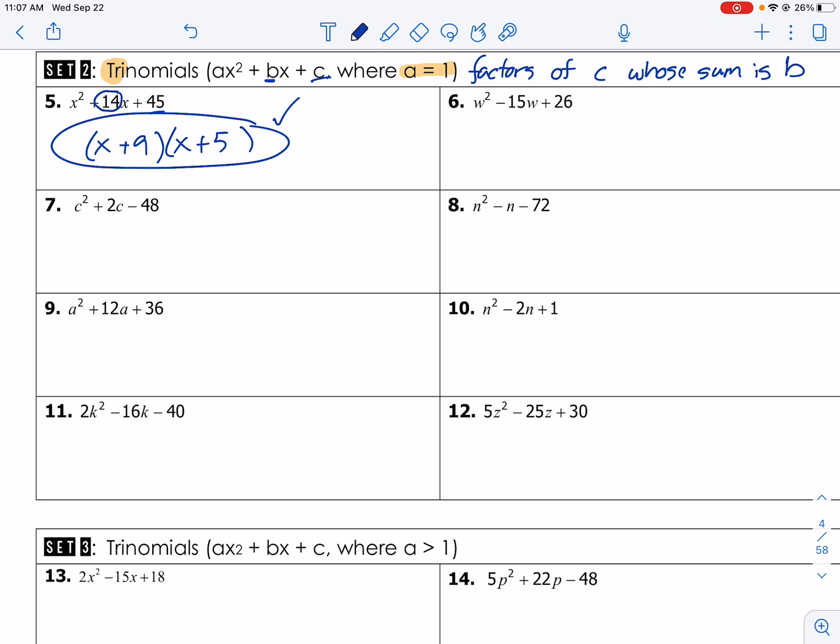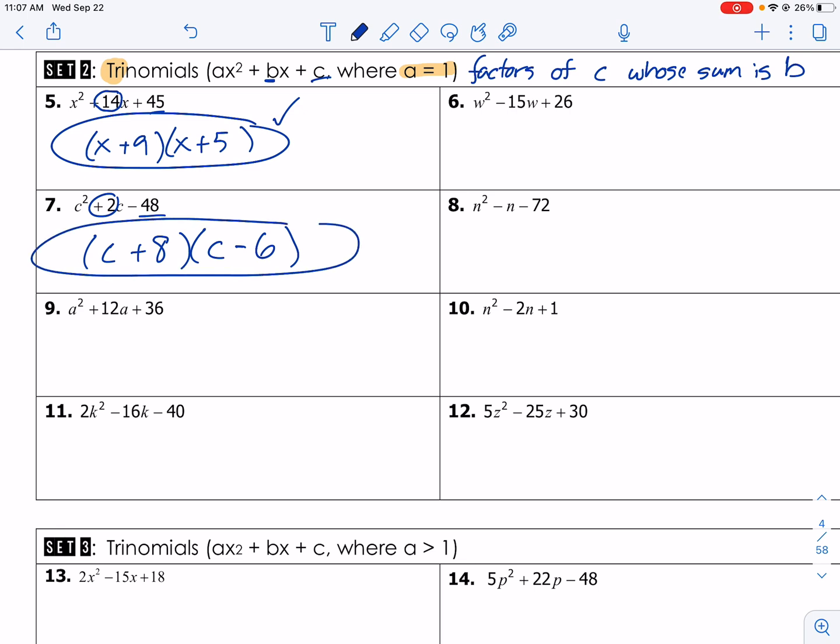Let's do another one. Let's do C. Factors of negative 48 that add to 2. Because you have the last term being negative, one of these needs to be positive, one needs to be negative. Negative times a positive gets us a negative. Hopefully 8 and negative 6 come to mind. Positive 8 and a negative 6, because 8 minus 6 is positive 2.